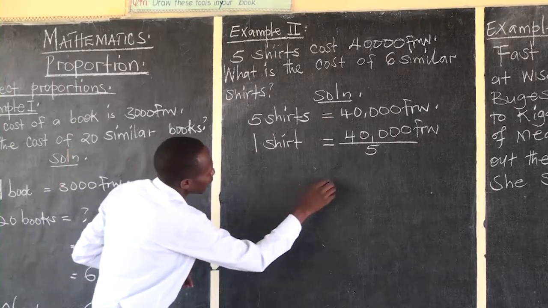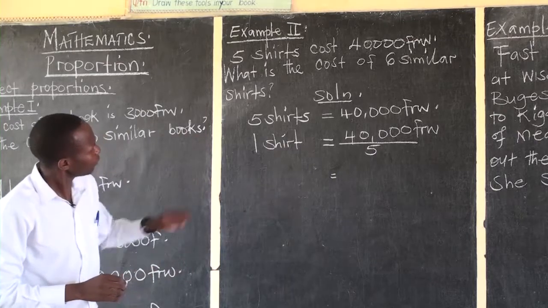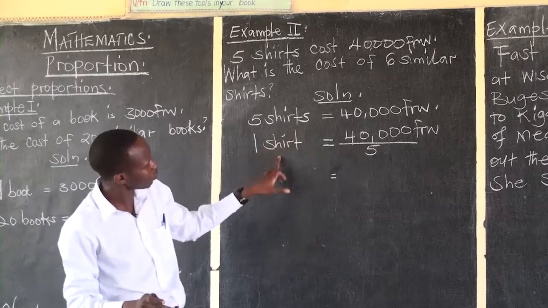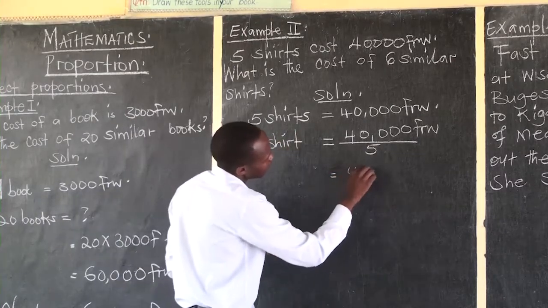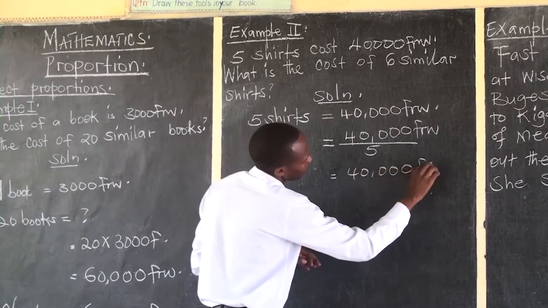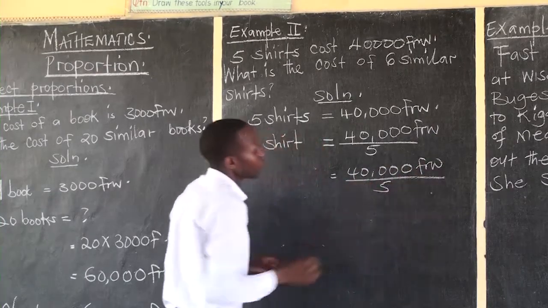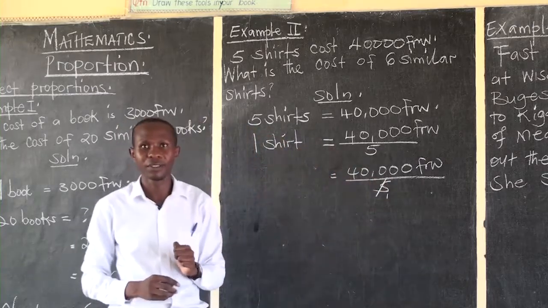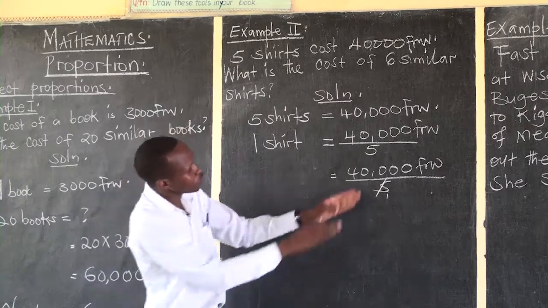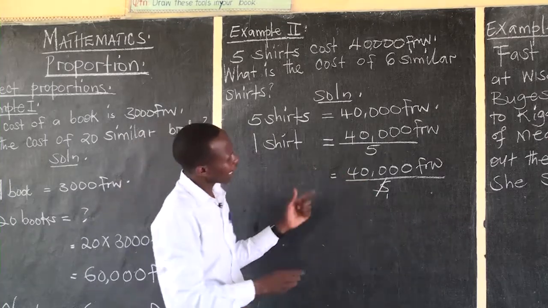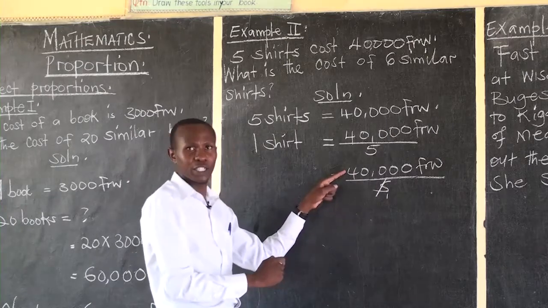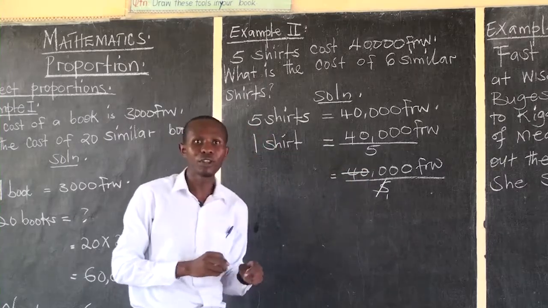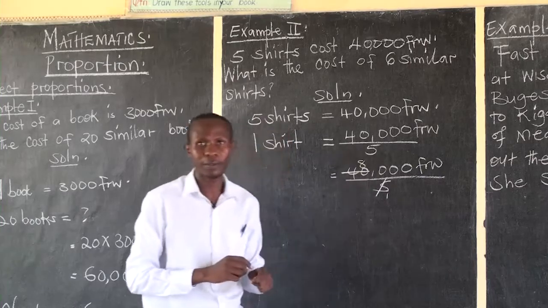Then from there, we shall continue. This is what they want us to find now, the amount of 6 shirts. Let's first find the amount of 1 shirt. I will say 40,000 francs divided by 5. How many groups of 5 are in 5? It is only 1. Then I will say 4 divided by 5, 4 is small, so we shall go with 40. So we say 40 divided by 5. You'll find out that we have 8 times.